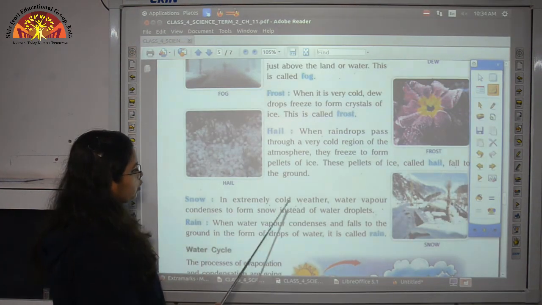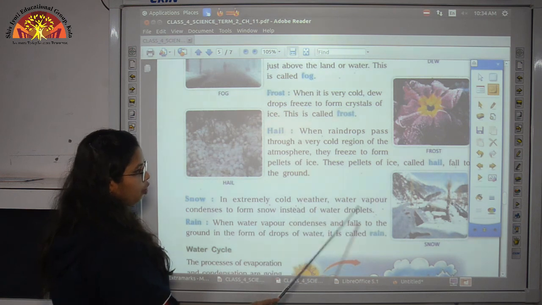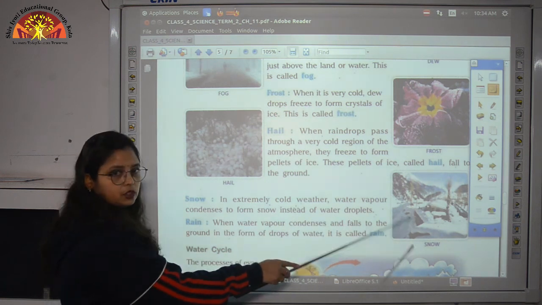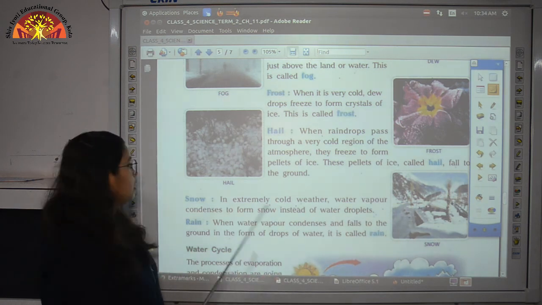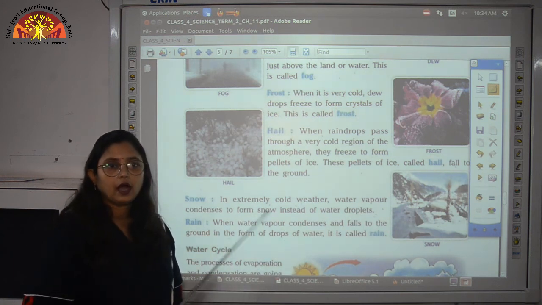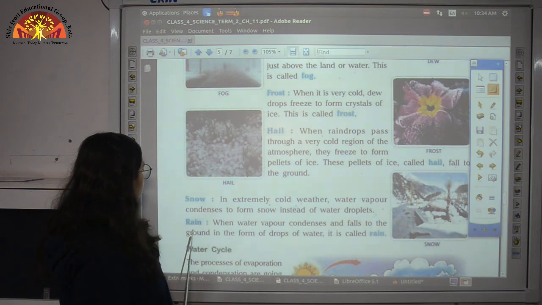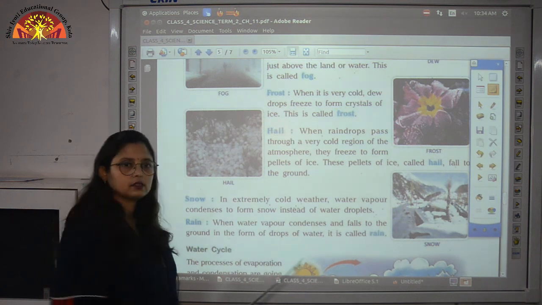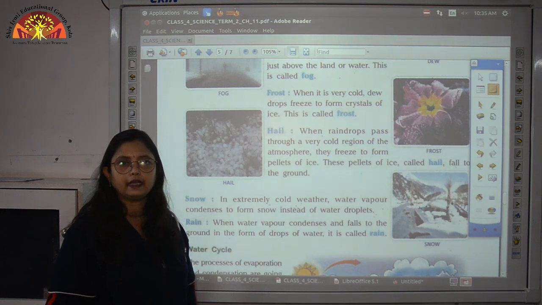Now, in extremely cold weather, water vapor condenses to form snow instead of water droplets. You can see over here in this picture, everywhere there is snow. So in the hilly areas, when this condensed water gets converted into ice or snow, it falls down as snow. Now, next is rain. When water vapor condenses and falls to the ground in form of drops of water, it is called rain. So these are some of the forms of condensed water.